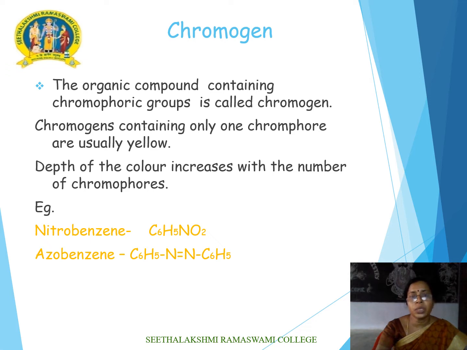Chromogen. What is a chromogen? The organic compound which contains these chromophoric groups is called a chromogen. Chromogens containing only one chromophore are usually yellow in color. Depth of the color increases with the number of chromophores.